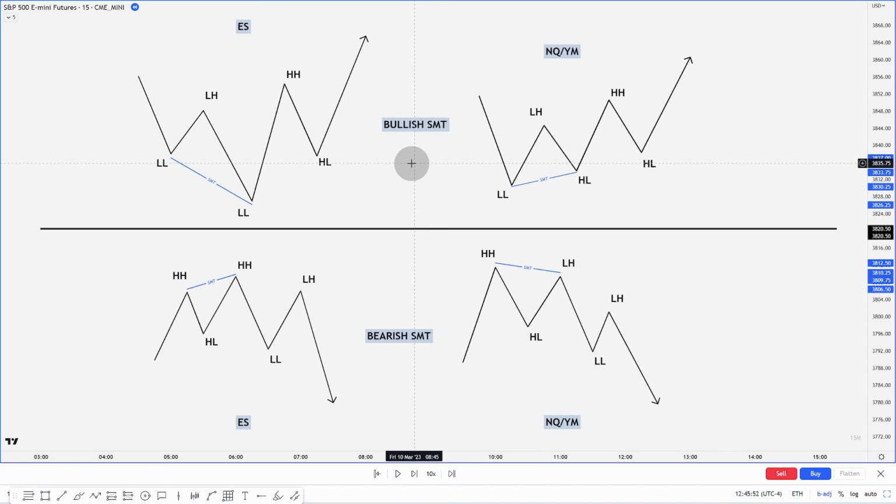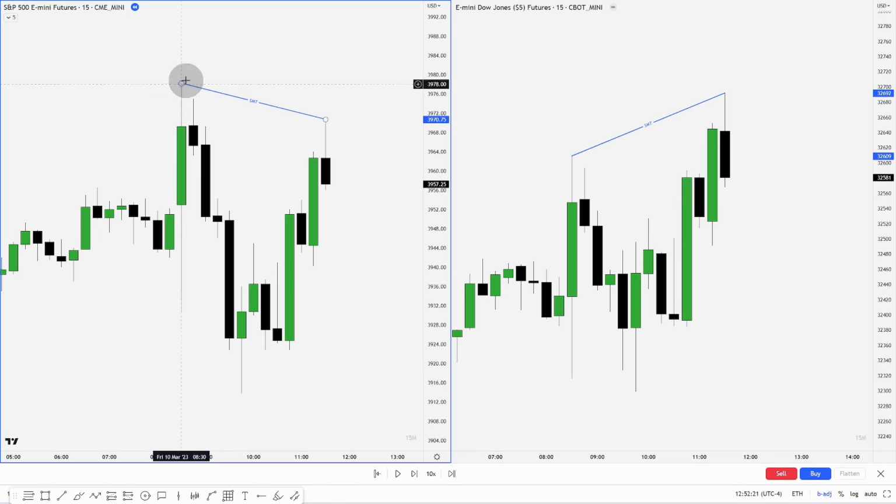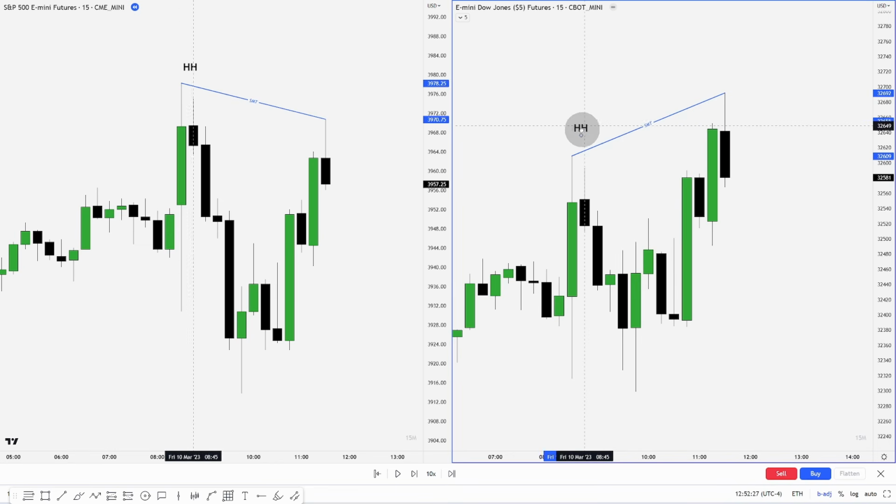The example I just showed would be a bullish SMT, since the SMT is occurring at the lows, and if indicating a possible reversal, that would be a bullish reversal. Now, for a bearish SMT, this SMT would occur at the highs because if it indicates a possible reversal, price would be moving down. So looking at this example here, you can see we put in a higher high on the S&P, but we also put in a higher high on the Dow.